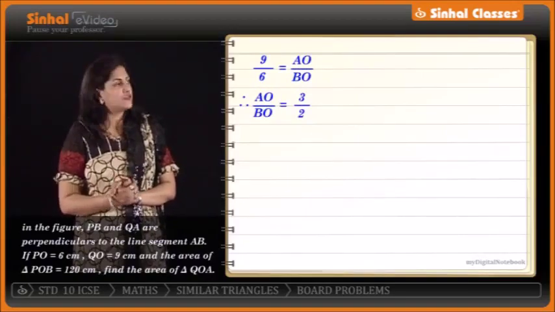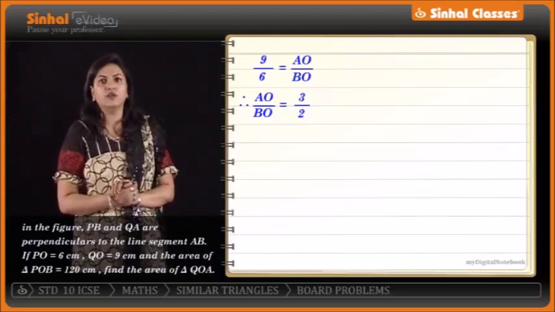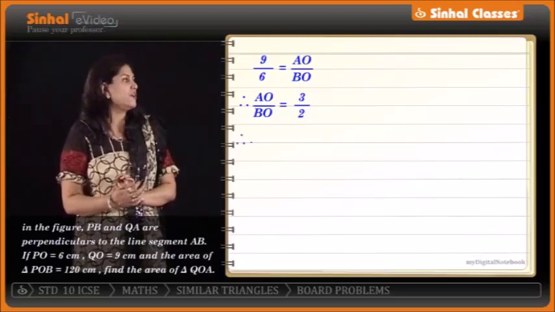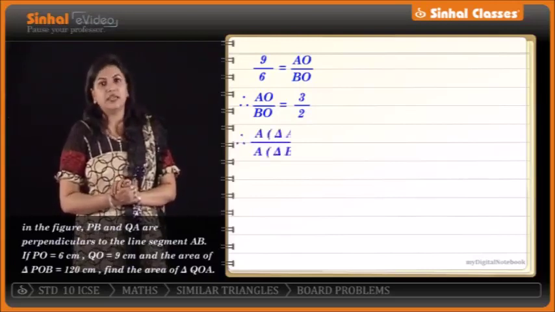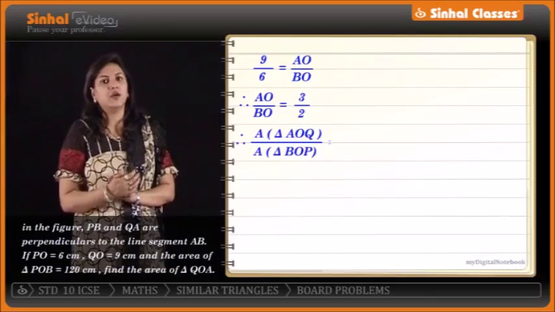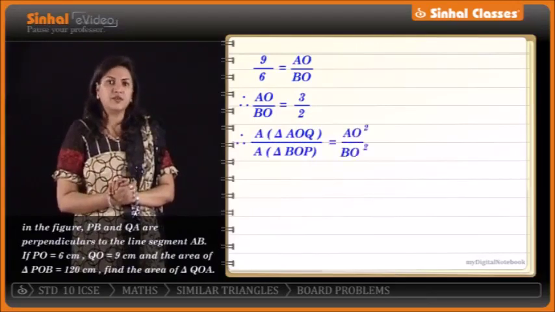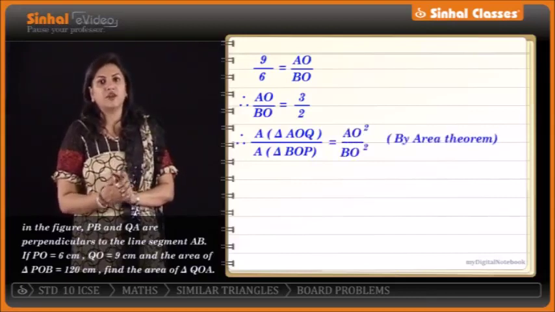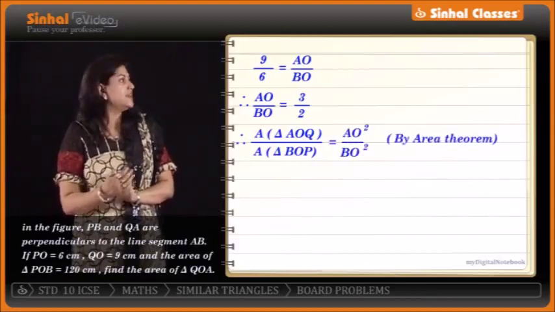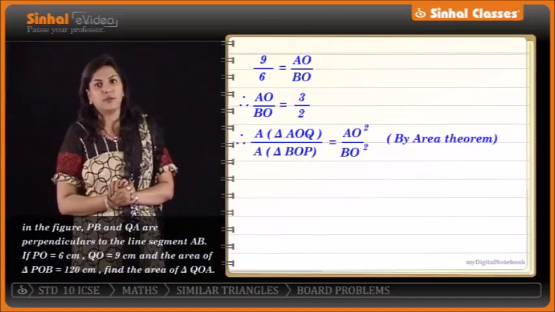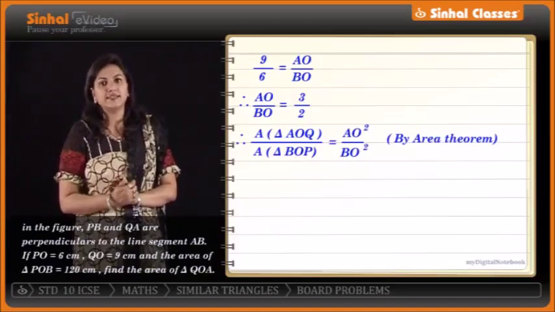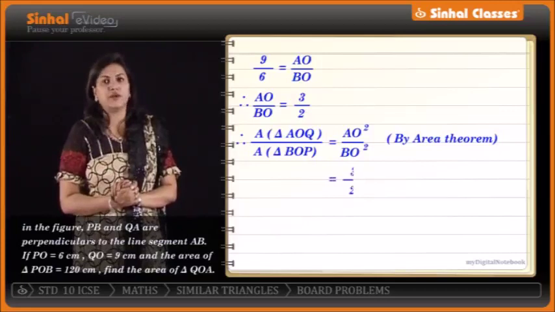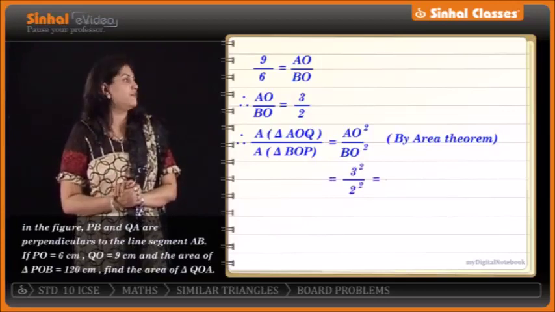Now, area of triangle AOQ upon area of triangle BOP is equal to AO square upon BO square. Because of the theorem on ratios of similar triangles, we get AO square upon BO square, that is 3 square upon 2 square, which is 9 upon 4.